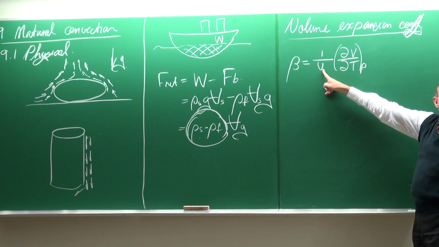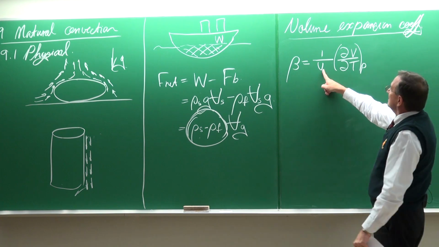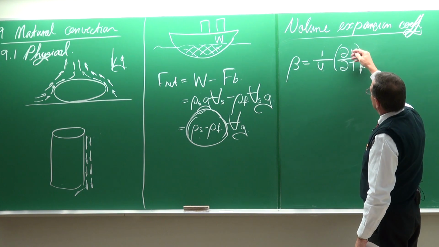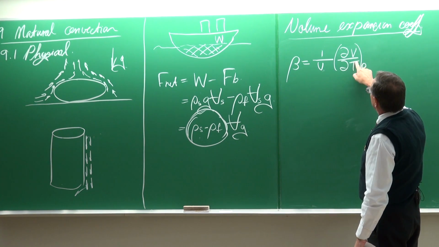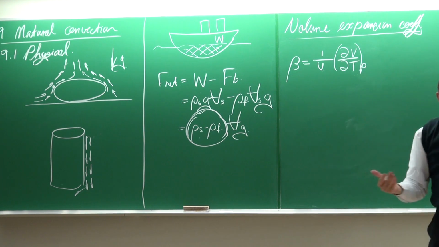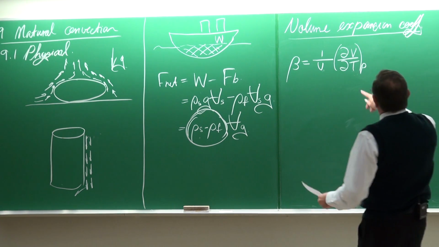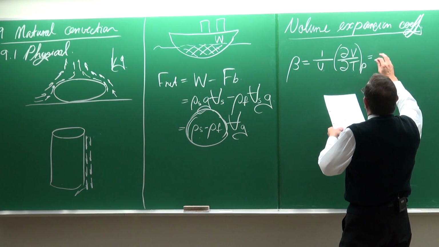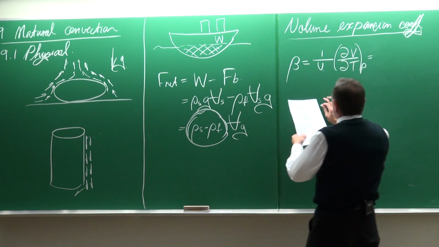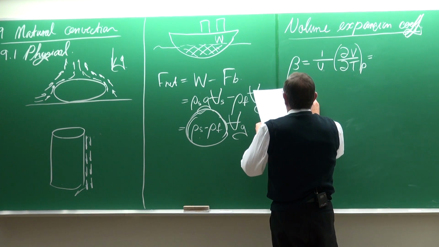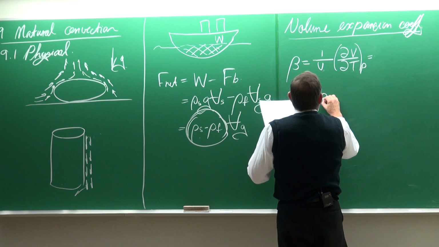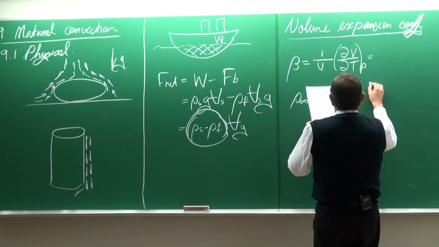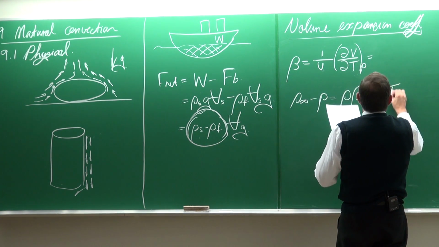Now 1 divided by the specific volume is the density. So here we actually have density multiplied by the partial derivative with respect to temperature of 1 divided by the density. You can write this as a function of density, as I've mentioned, and then you can go through all the calculations and actually show that the difference in density is equal to rho multiplied by beta multiplied by (T minus T infinity).